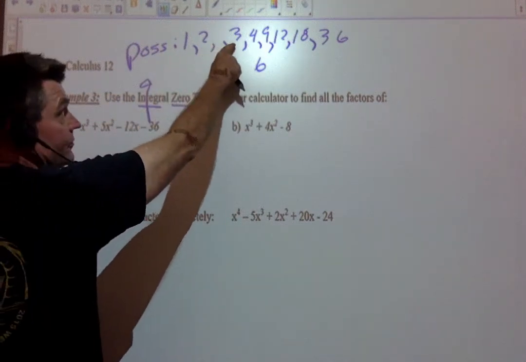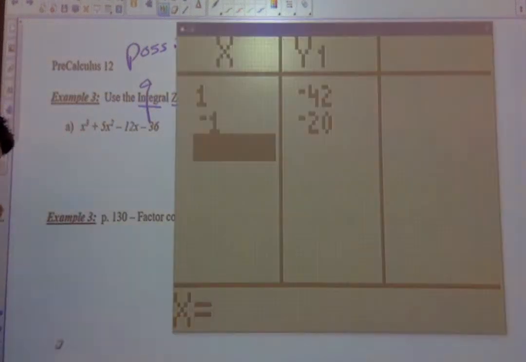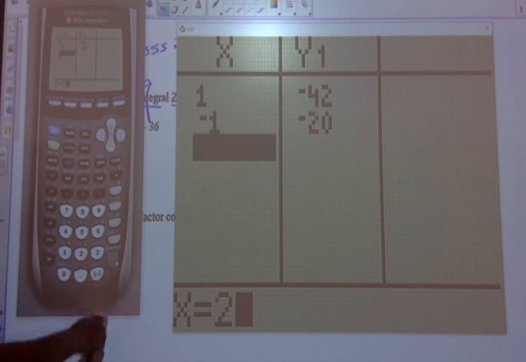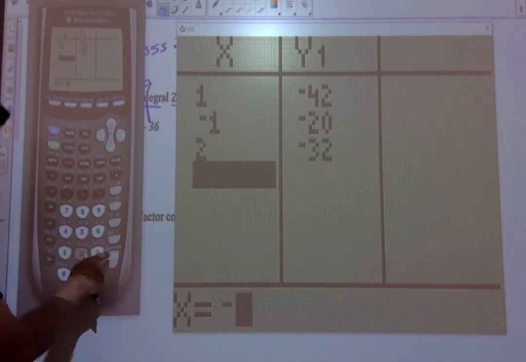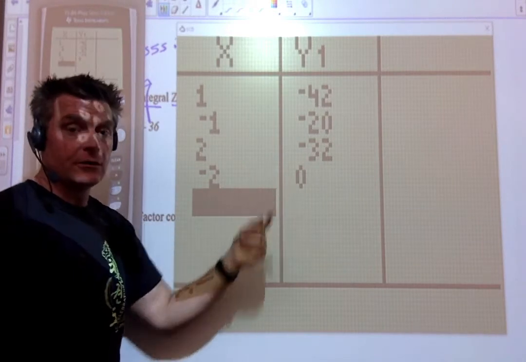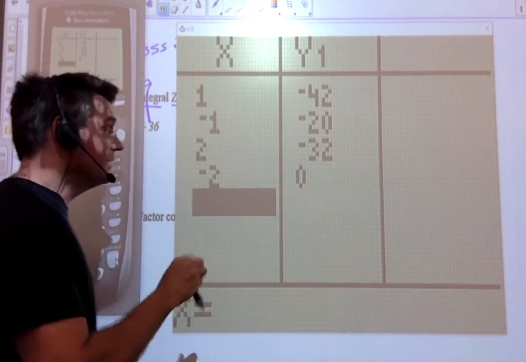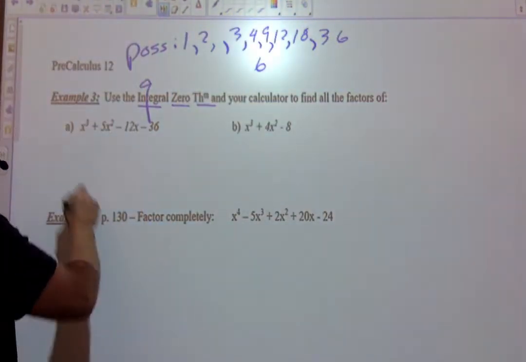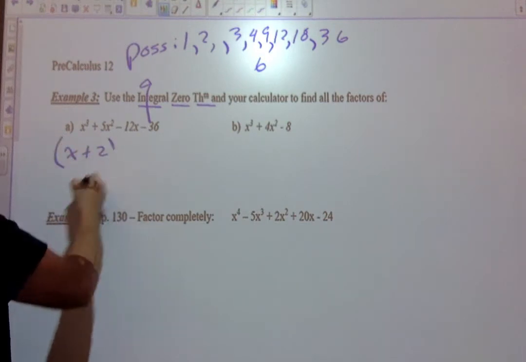Plus or minus 1, plus or minus 2, plus or minus 3. Let's try 2. Nope, no good. -2. Yes. Excellent. Negative 2 gives me a remainder of 0, which means x plus 2 is a factor. So I know one of the factors is x plus 2.